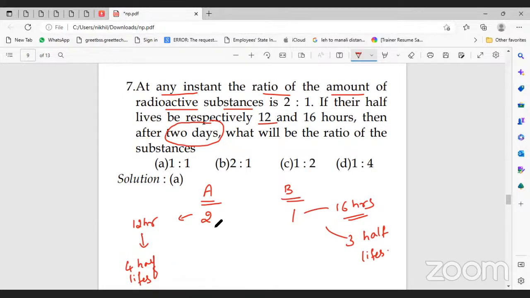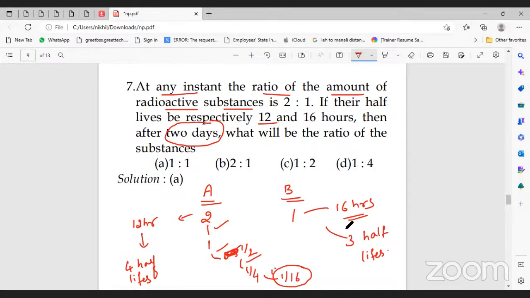For sample A, after 1 half-life it will come to 1. After the second half-life, 1 by 2. The next half-life will be 1 by 4. Third half-life, 1 by 8. Still one more half-life. After the fourth half-life, 1 by 16. So after 4 half-lives, sample A is having only 1 by 16.